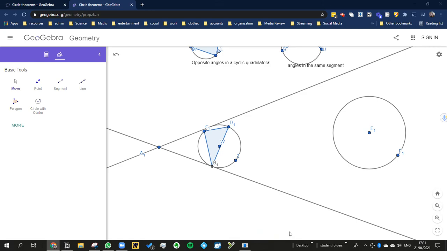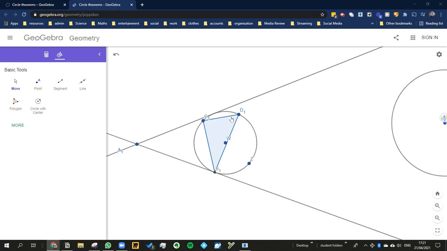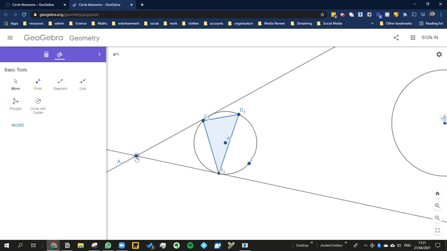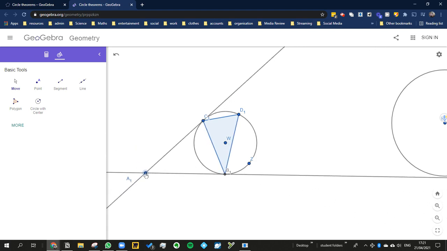Okay, so this is another circle theorem proof video. What we're going to focus on this time is how do we prove that this angle up here is the same as this angle down here. So let me just move this for a moment. This is how it's normally drawn in the textbooks.